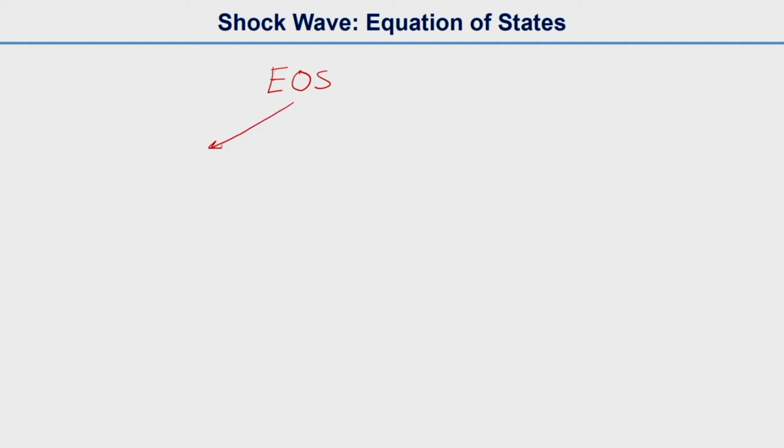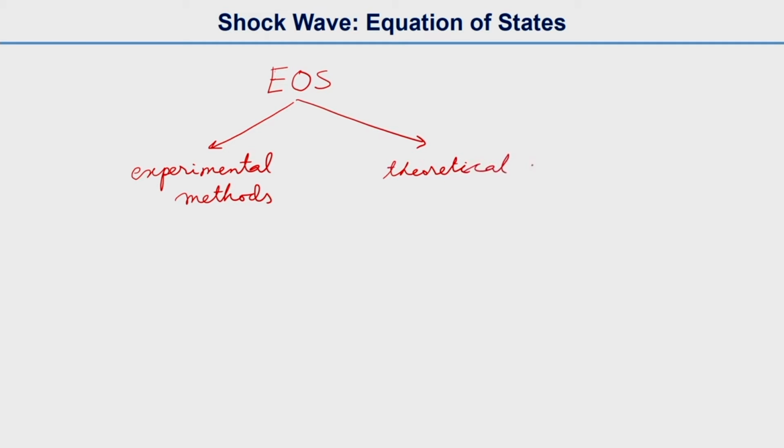There can be two ways to obtain this equation of state. The first one is experimental methods, and then we can have some theoretical calculations as well.